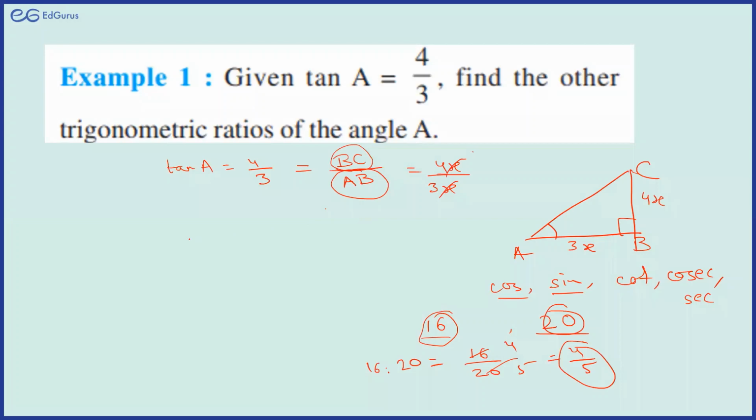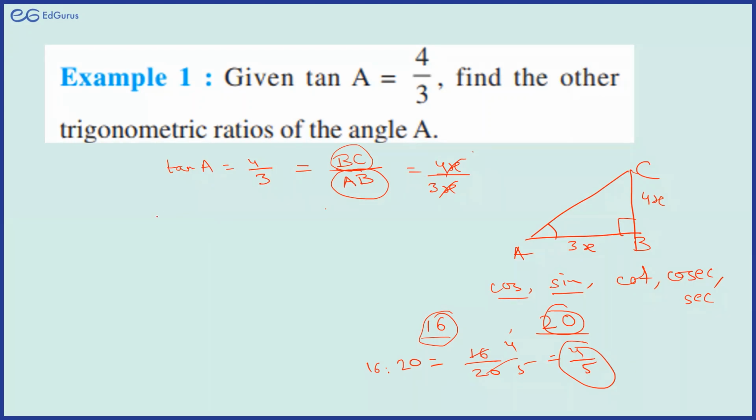So we assume this as x because we are going to find AC, and we can find AC only if we know BC and AB. We don't know the exact measurement, but we know their ratio. So we are assuming that if BC is 4x, AB is 3x. Then only their ratio will be 4:3.